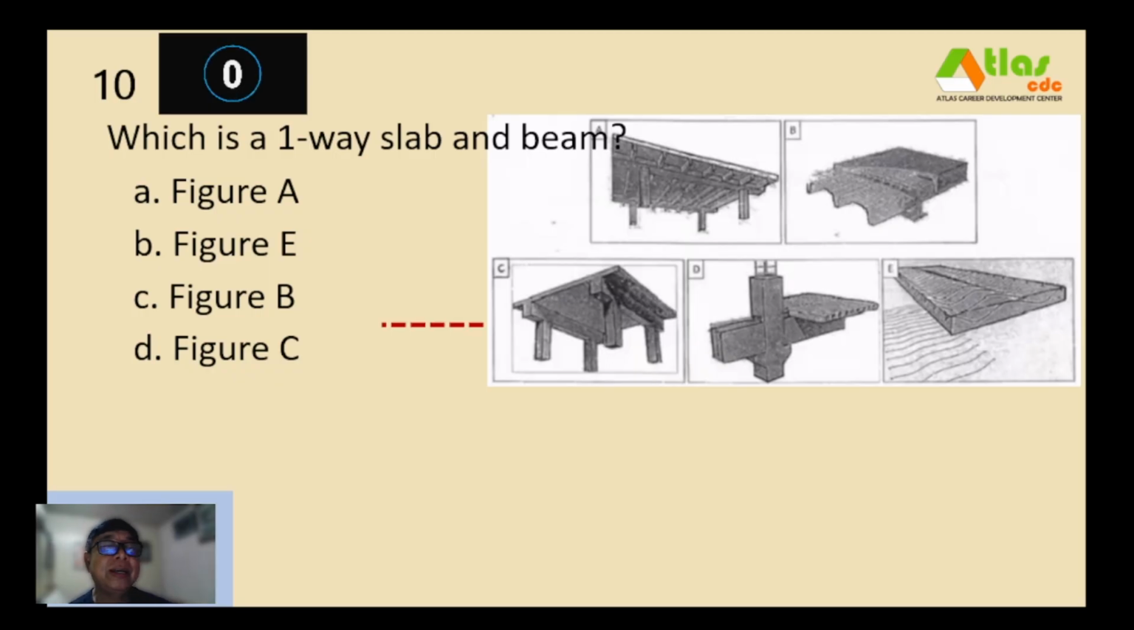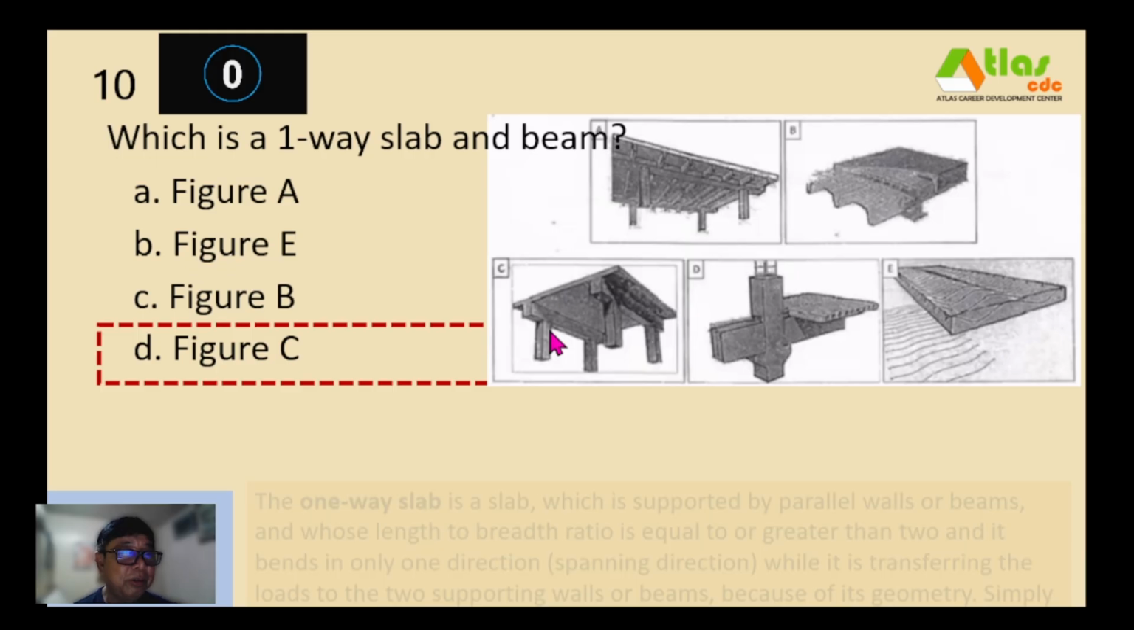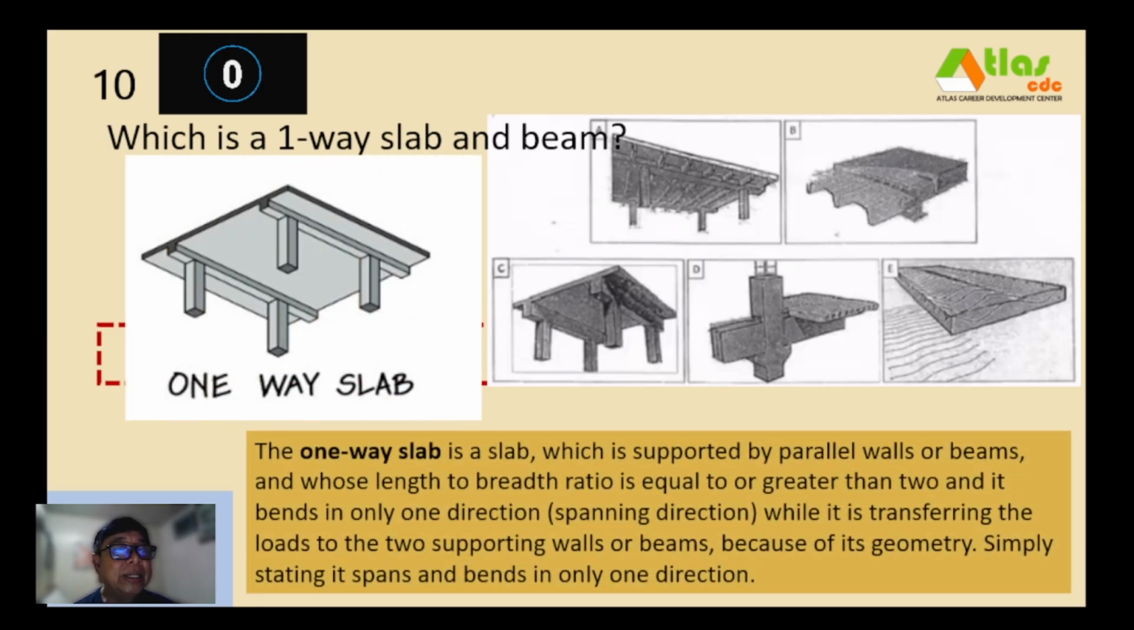Okay, and our correct answer here is figure C, because that is the remaining one not identified yet in the previous questions, diba? This one is a rib slab. This one is a post-tension slab, precast slab, and composite slab. So this one, therefore, is a one-way slab and beam.